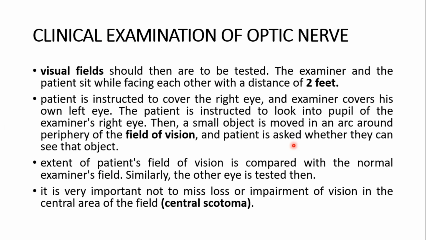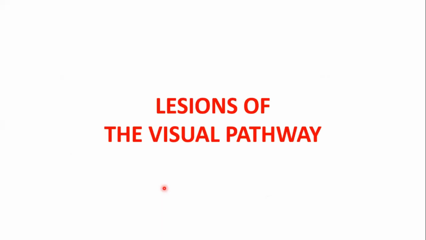Then after that, it is very important not to miss loss or impairment of vision in the central area of the field, which is called central scotoma. Note that again, central scotoma is the loss or impairment of vision in the central area of the field. And now a very, very interesting and important topic: lesions of the visual pathway. For beginners of anatomy, it seems difficult, but after my discussion with you, it would be very, very easy for you to learn this anatomy, the lesion of the visual pathway.